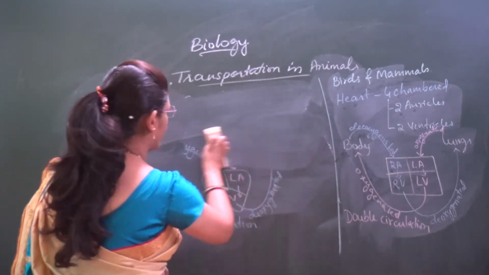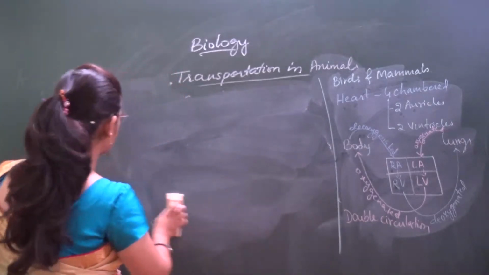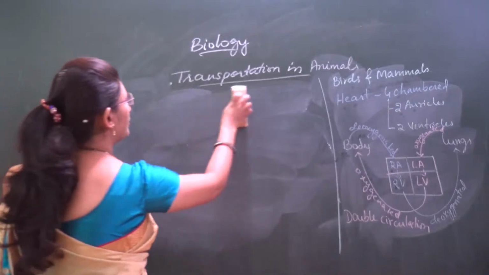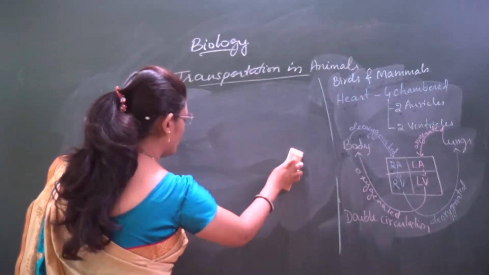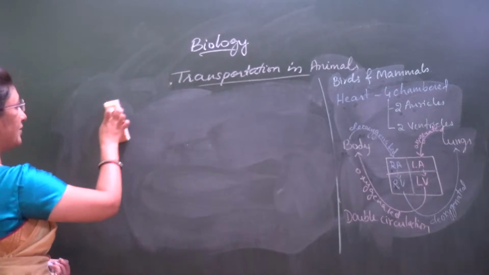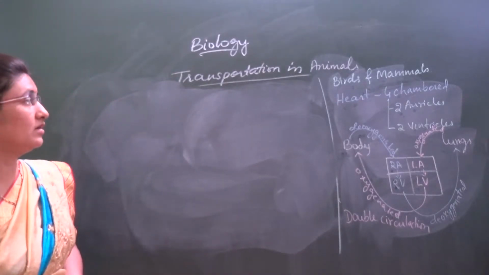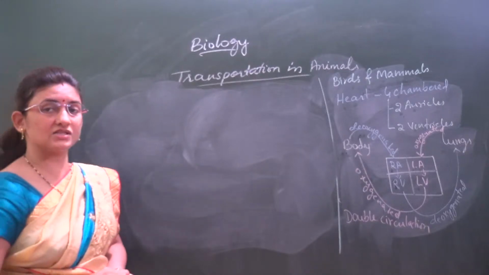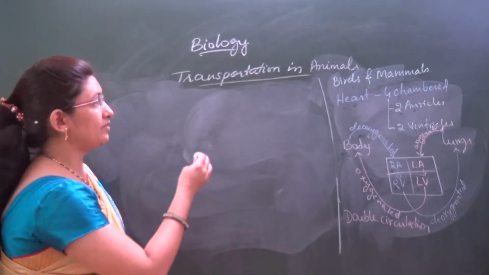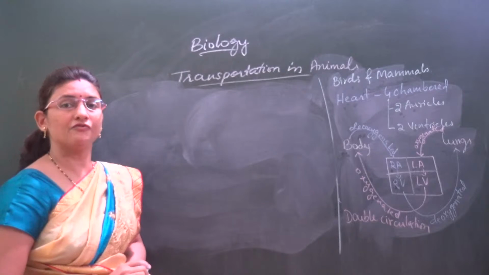After this, let us move on. We were discussing that in the heart, different organisms consist of different chambers. Like in fishes, a two-chambered heart; reptiles and amphibians have a three-chambered heart; and birds and mammals have a four-chambered heart.